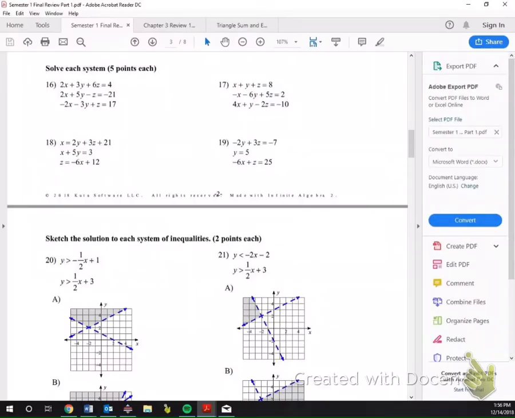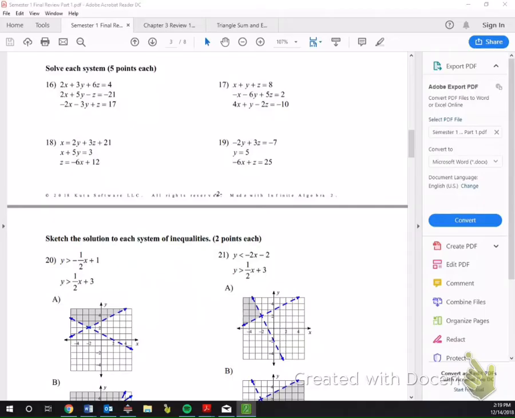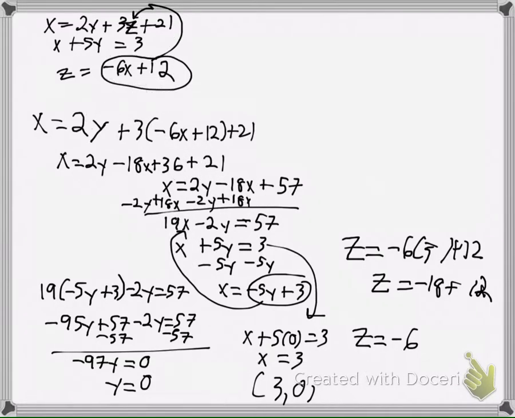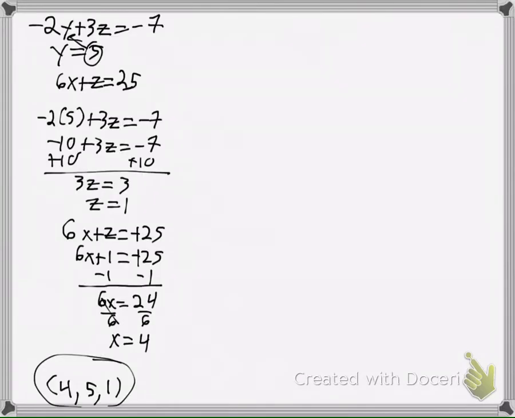So 17 would look like that. And 18, apparently, I had some problems with. But that is what 18 should look like. 19.